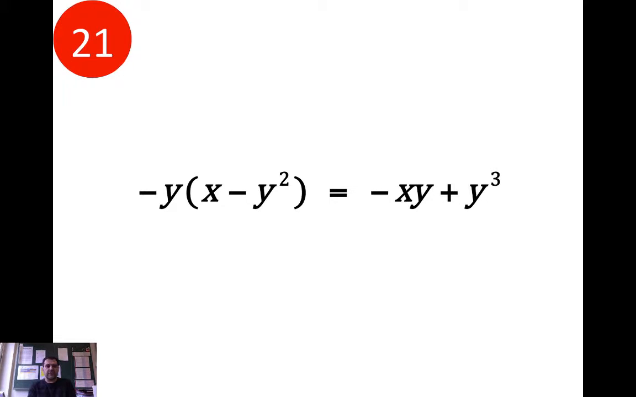Okay, here's the third out of 4 videos explaining the answers to 40 algebra questions. So it was some things multiplied by brackets that you had to expand and simplify.